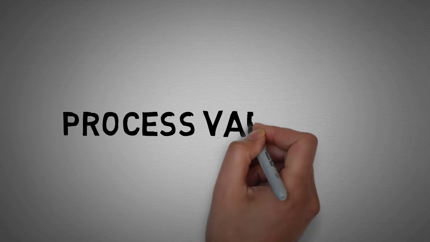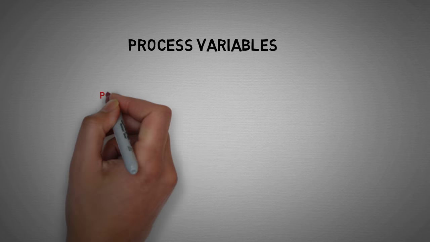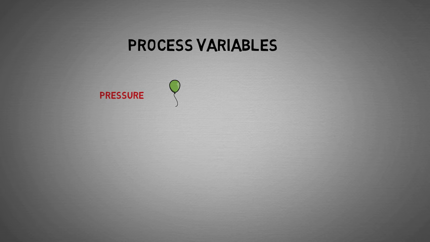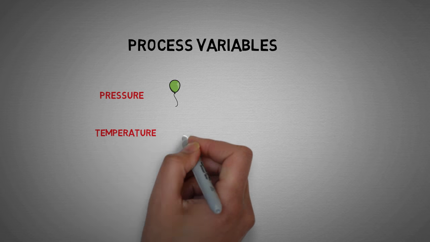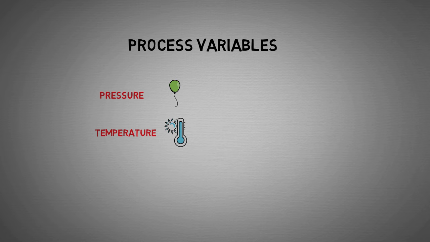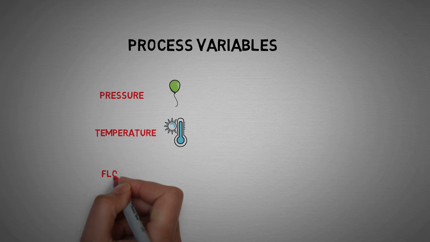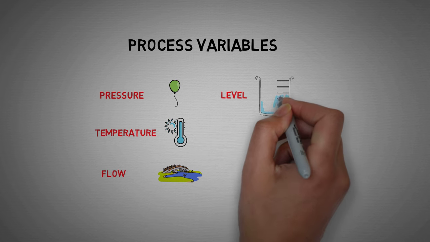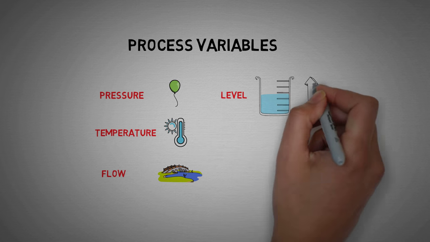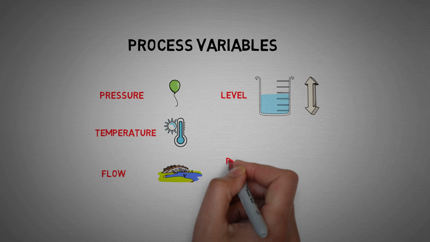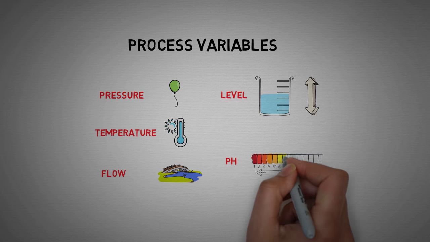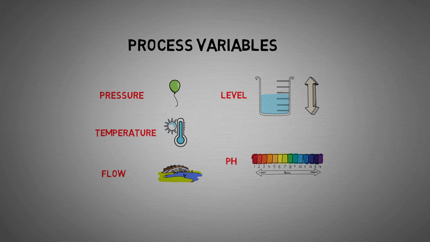Industry has various types of process variables it wishes to control. They are the main ones you will find. Pressure. This could be the pressure of gas within a pipework. Temperature. The temperature of a reactor, for example. Flow. The flow of chemical dosing in a process plant. Level. This could be the height of liquid in a vessel. And pH. This could be the pH of a wastewater system, for example.